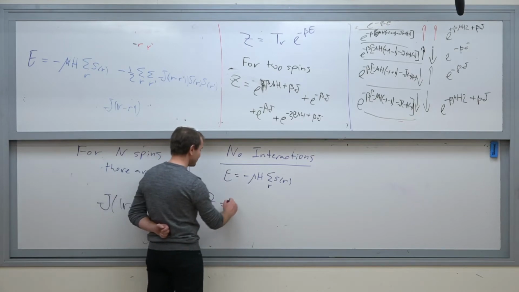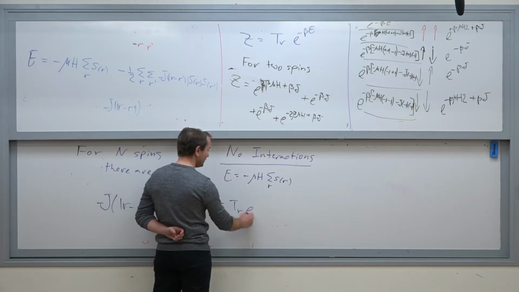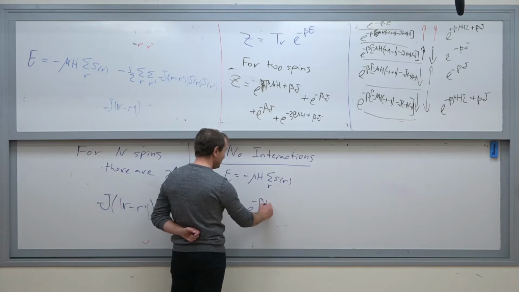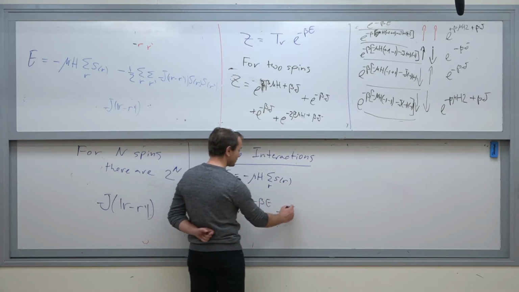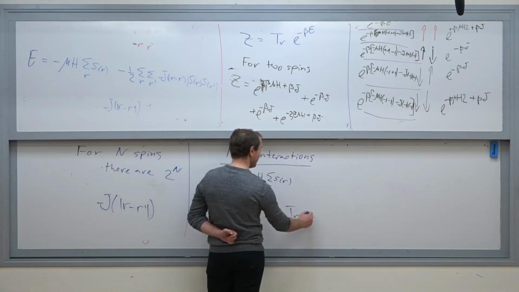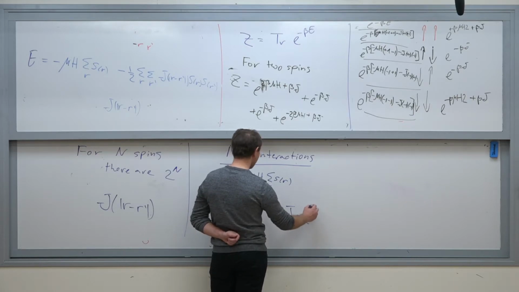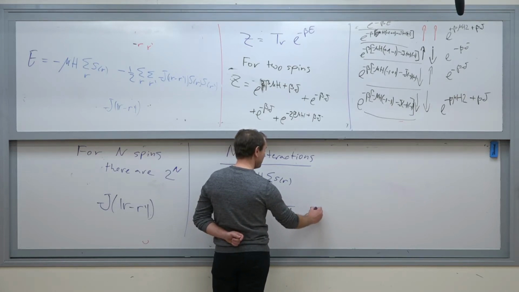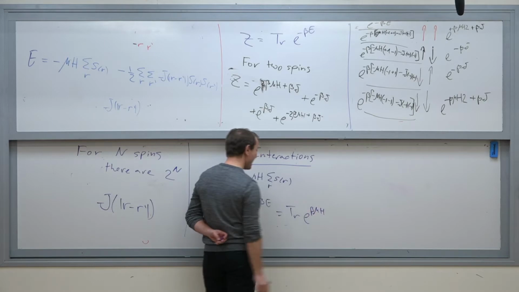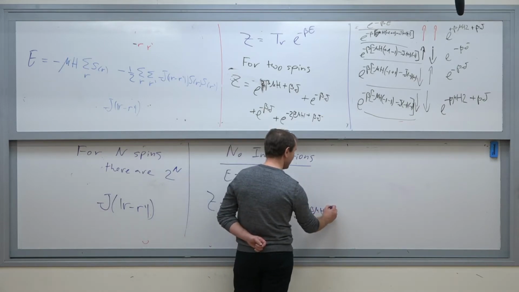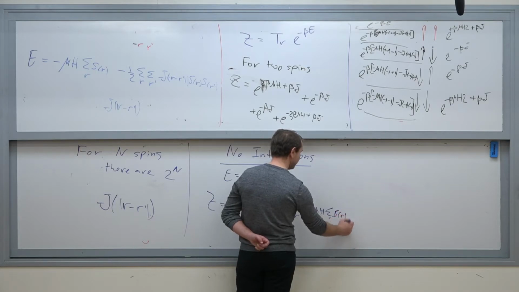Now write Z as a trace of e to the minus beta E. It equals the trace of e to the power of beta mu h sum over r of s of r.